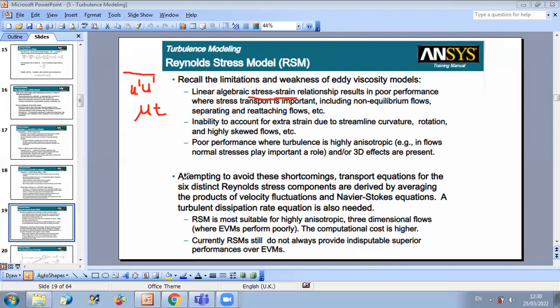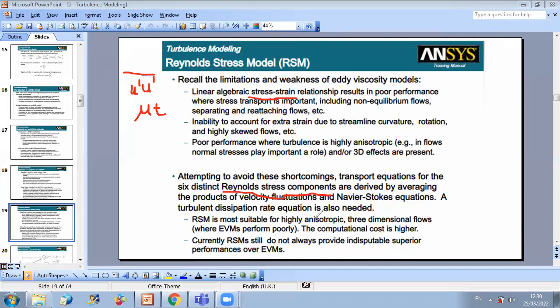So in order to avoid these shortcomings of the eddy viscosity model, we use transport equations for the 6 distinct Reynolds stress components. If you remember, we defined last time the tensor of stresses. This tensor of stresses resulted from averaging the Navier-Stokes equation. So we can, if you want, enhance this performance by averaging the product of velocity fluctuation and the Navier-Stokes equation. And then a turbulent dissipation rate equation will be needed.